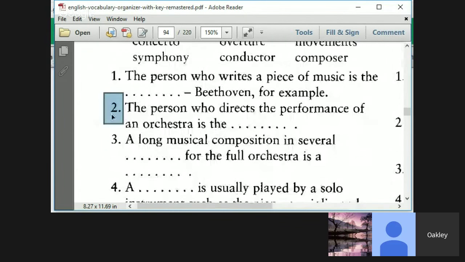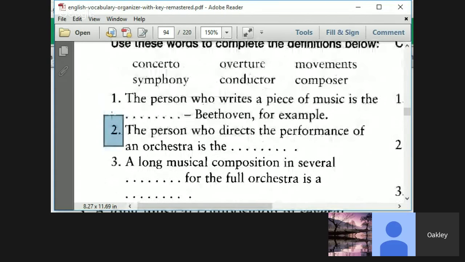Okay, Sam, number two. Okay, the person who directs the performance of an orchestra is the symphony? No. Orchestra.